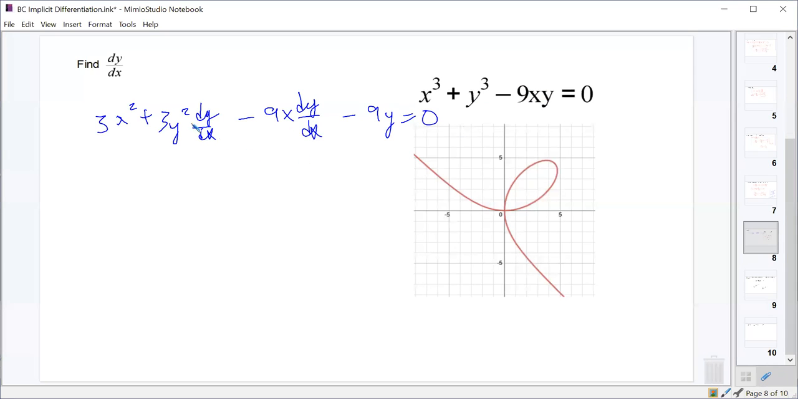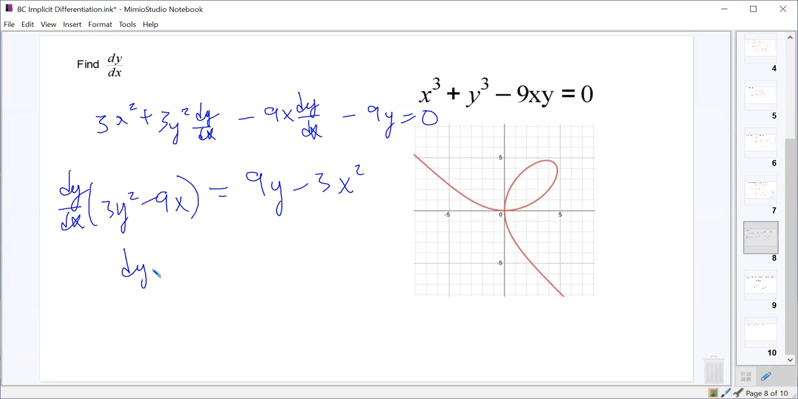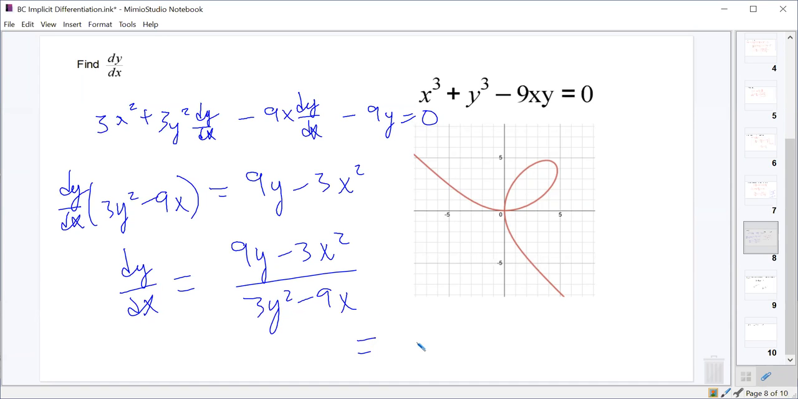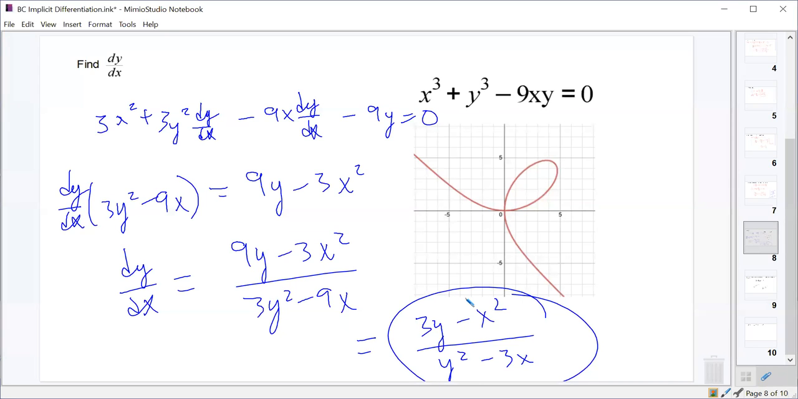So we'll put the 9y and the 3x squared over there. So we got 9y minus 3x squared. On the left-hand side, we can take out the dy/dx as a 3y squared minus 9x. And that gives us 9y minus 3x squared over 3y squared minus 9x. Or if you simplify it down, 3y minus x squared over y squared minus 3x. All good? Everybody good with that?